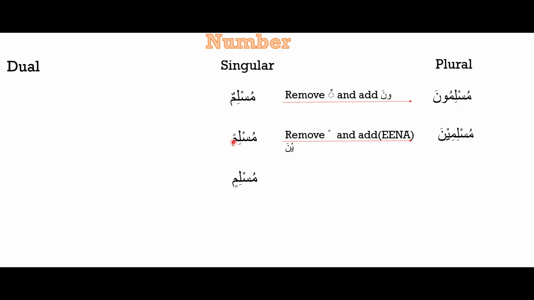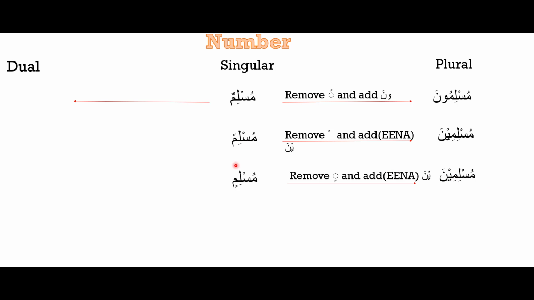Here, when we add ya noon fatha, we have to change the sign on the last letter to kasra: muslimina. This is important, and in a moment I will go over why it is important to change the sign on the last letter. When we have to change this ism to plural, it is the same thing: we add ya noon fatha, and the result is muslimina.